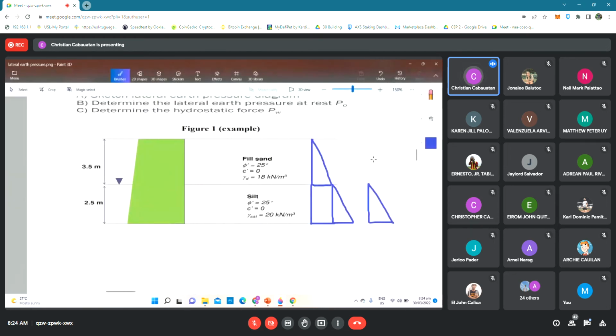And then, we will get the value of these later on, the here part, and then this part, and then this part. Okay? So, we are done with the first part, which is drawing the diagram of the lateral earth pressure. Therefore, let's go to the second part, to determine the lateral earth pressure at rest, the PO.